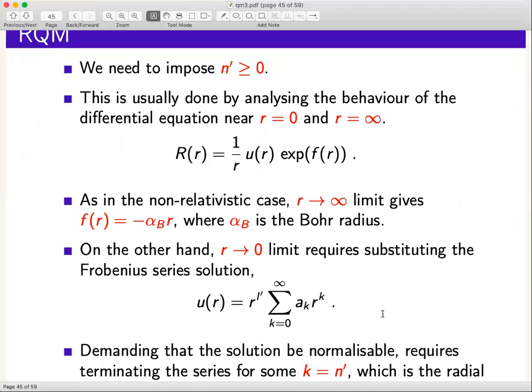Oh yeah. Okay. Sorry, alpha b is kind of inverse Bohr radius. Okay. Thank you. Yeah. I'll correct it. Of course, it has to be a dimensionless quantity. Yes. Thanks for pointing out my error.